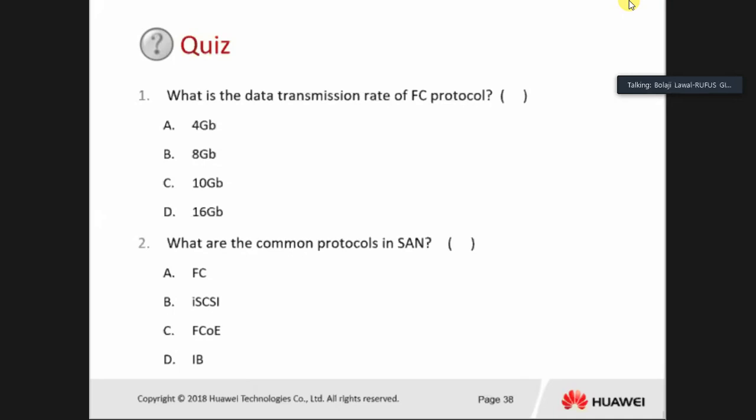Hello. Okay, can you hear me? Yes, I can hear you. Is it David Asun? Yes, David. Okay. Question one. The answer is A, 4 GB, B, 8 GB, and D, 16 GB. And then question two is A, fiber channel, B, internet small computer system interface, and C, FCOE, fiber channel over Ethernet.